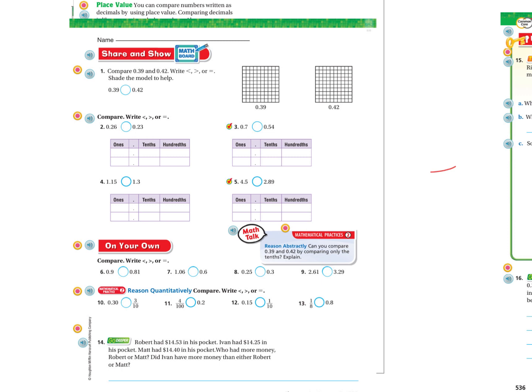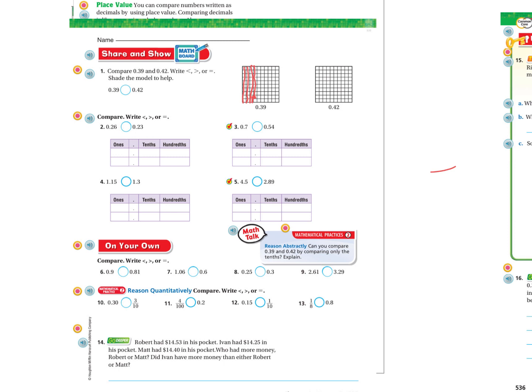Here we go. Let's read it. And go. Compare 0 and 39/100ths and 0 and 42/100ths. Write less than, greater than, or equal. Shade the model to help. Okay, so let's shade 39/100ths. So how many of the tenths are we going to shade? 3 of the tenths. So 1, 2, 3/10. And how many of the hundredths? 9 of those babies. So I'm going to go to all except for 1. Okay, and it stops there.